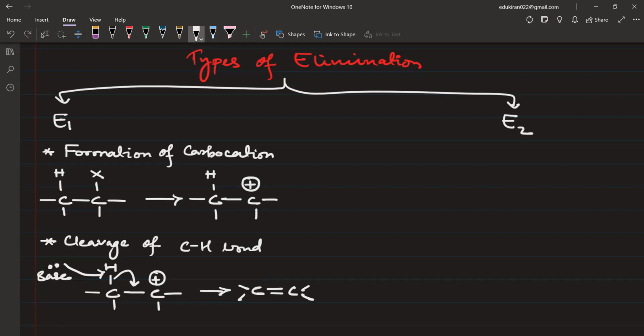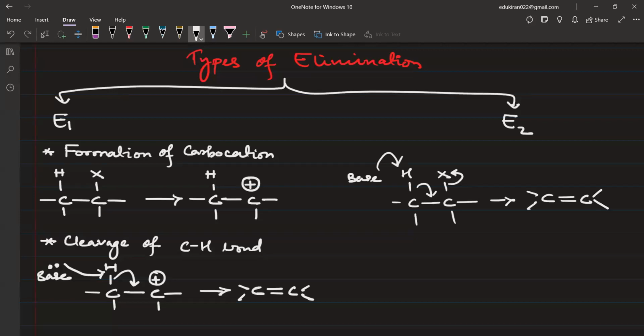Now in E2, what happens? This whole process is single step. So we have the base. Now the base is attacking my hydrogen atom, abstracting the proton. The hydrogen atom is leaving its electron here. Now the carbon cannot make 5 bonds. That is why it is breaking the bond with CX, leading to the formation of carbon double bond carbon. So these are the two types of elimination reaction. Just write it in your notes. If it is not present in your head, that is also fine, but please write it in your notes.